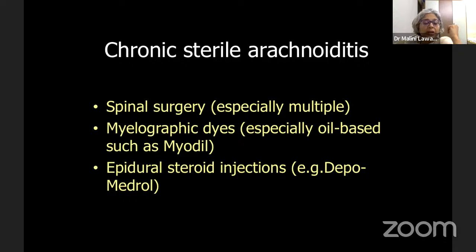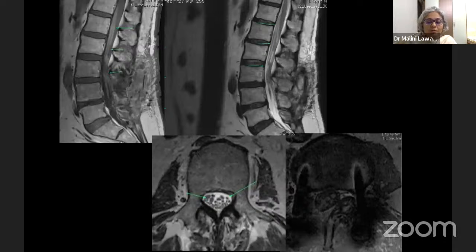In the olden days when you had the oil-based dyes like Myodil, which were used for myelograms, you could have it, or it could even be following epidural steroid injections. What do we see on MR? So on MR, if you look at this, these are the cauda equina nerve roots. These are the normal ones. But here you can see this area as well as this area, these cauda equina nerve roots are thickened.